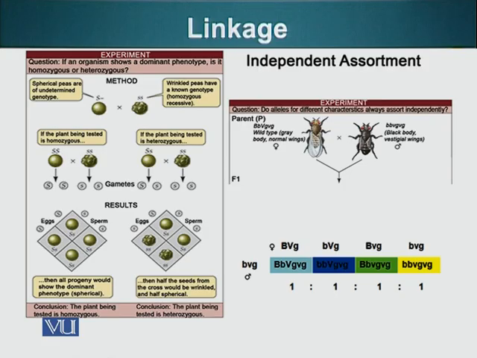This is one combination as a result of mating between these two flies. The other combination is small b, capital V, small v. The third is capital B and small v. And then, of course, the fourth is all small letters, small b with small v's. This is not the result Morgan got. He got something different.